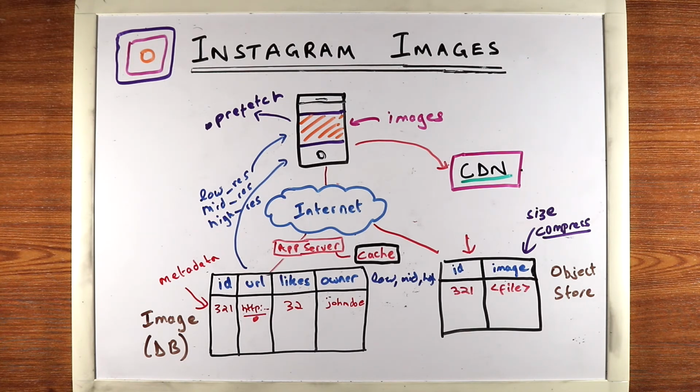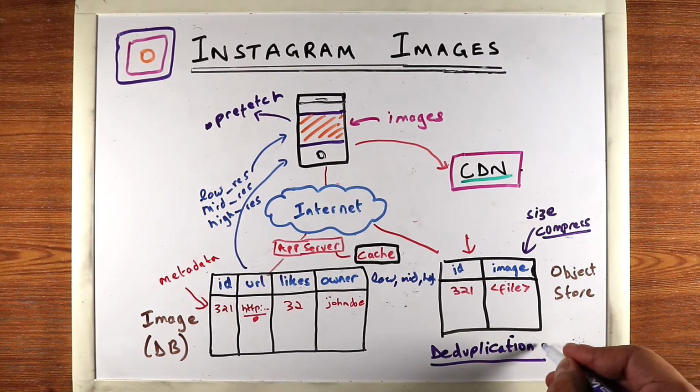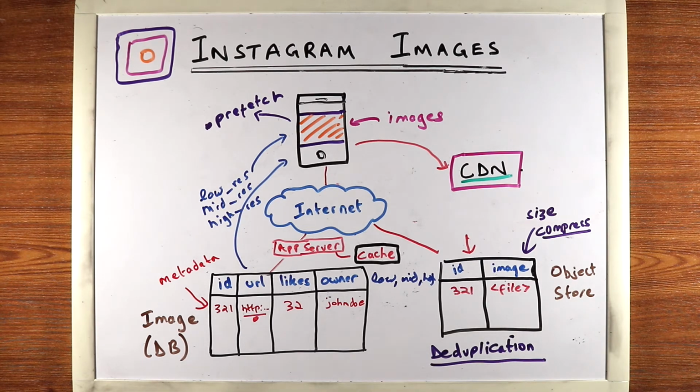Now, another thing a lot of these services do, if these services have a lot of duplicate images, they might also do deduplication in storage. They can detect if an image is the same as the other one, and then instead of storing the same image like 100 times, they might store it just once, but that's a little more advanced.